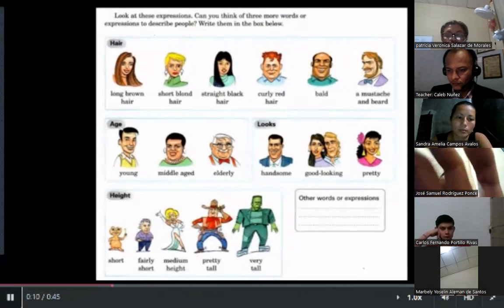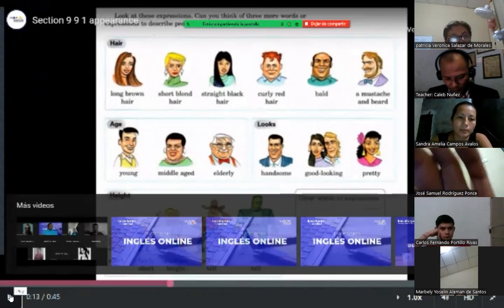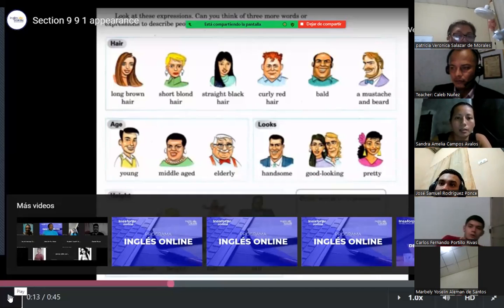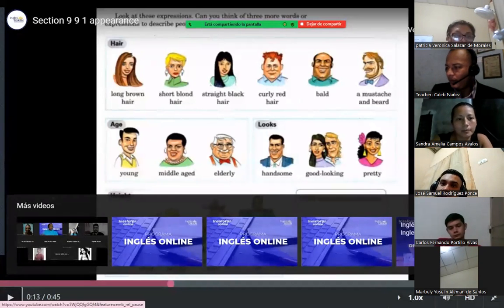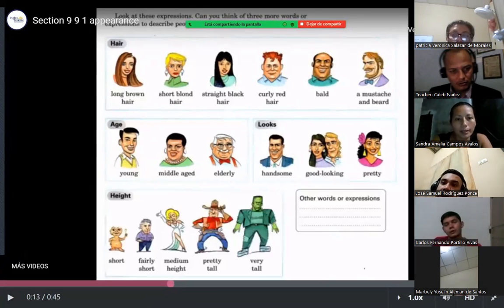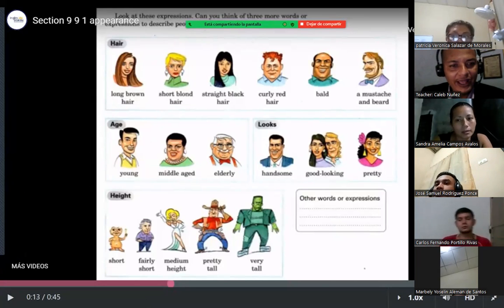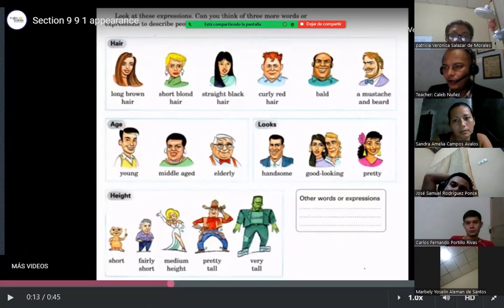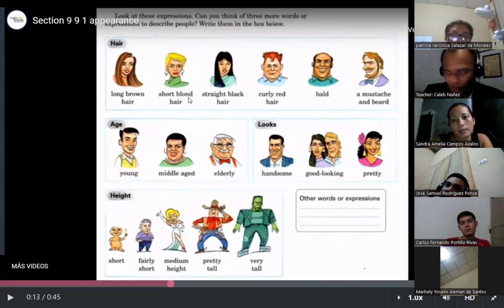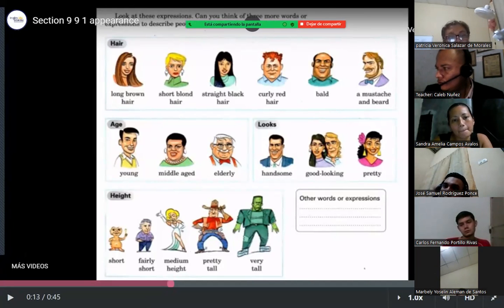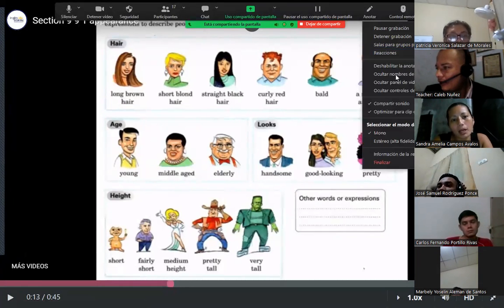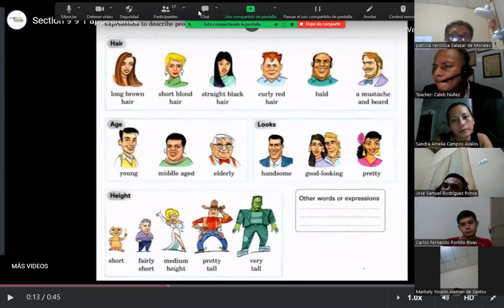Hair. Long brown hair. Repeat, hair. Hair. Hair. Hair. Long brown hair. Repeat. Long brown. Brown. Hair.